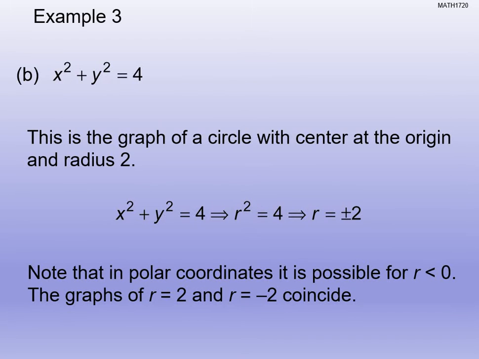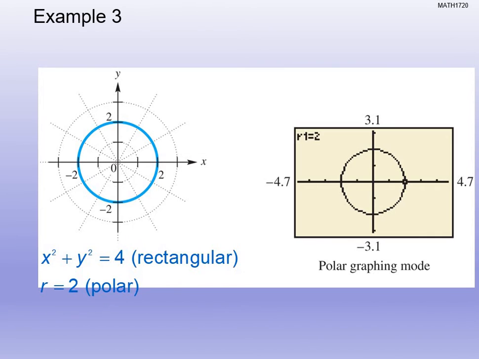So if we just take a quick glance here, it's possible for the magnitude to be less than 0, but the graph of r equals 2 and the graph of r equals negative 2 coincide. It's pretty much the same thing, just the direction changes. So if you graph this on your calculator, you should get the circle shown here on the right.